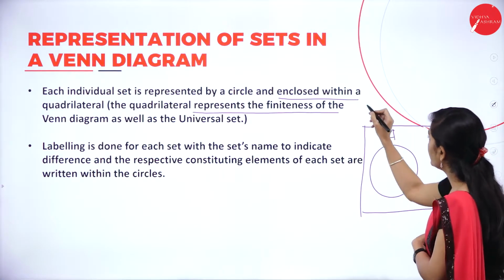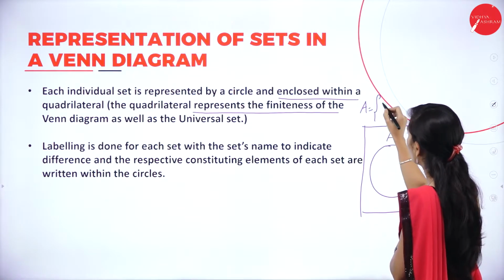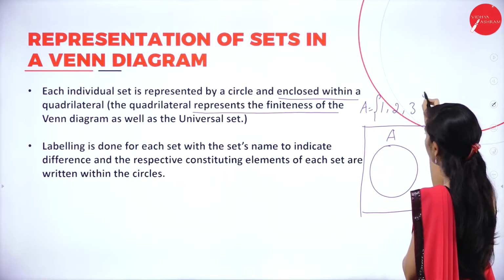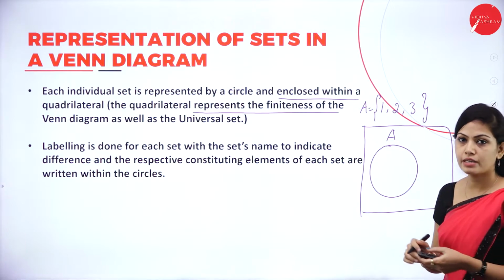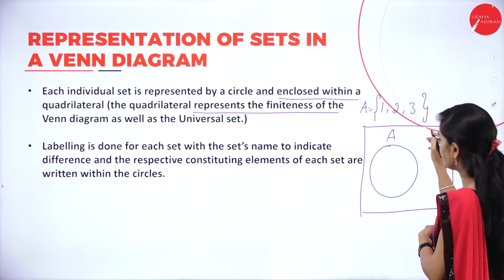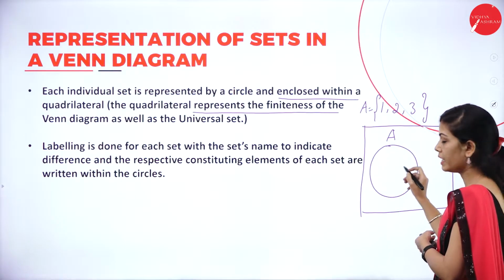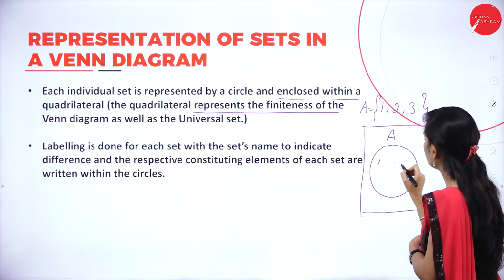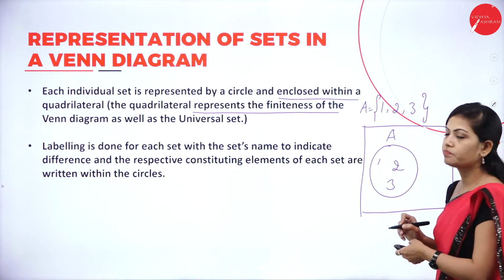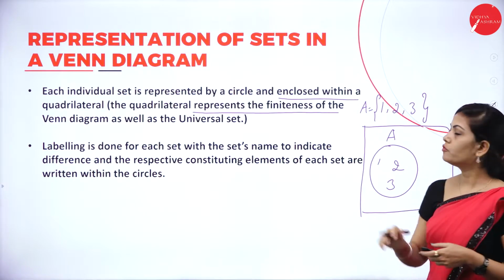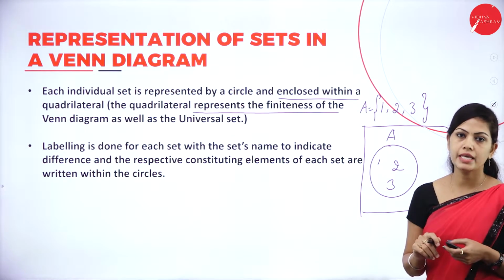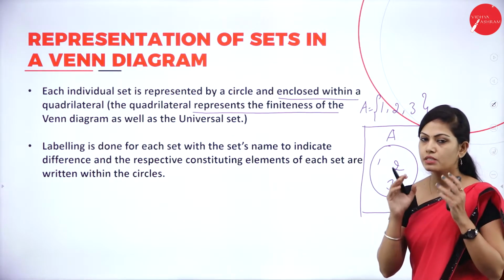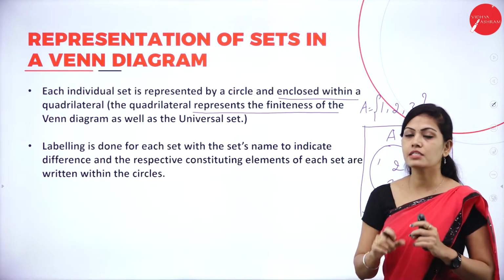For example, if my set elements are 1, 2, 3, how will you write the Venn diagram for this? So this is my Venn diagram. I will represent the set elements inside a circle: 1, 2 and 3. So this is my Venn diagram for the given set A equal to 1, 2, 3. This is a very simple and interesting concept.